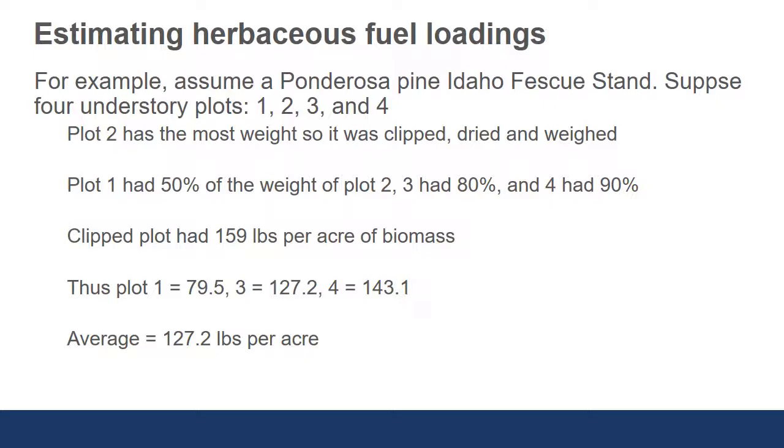For an example of this method, assume we are still working in a ponderosa pine Idaho fescue stand. We have collected 4 understory plots labeled 1 through 4. We estimated plot 2 to have the most biomass. The proportion of 1, 3, and 4 were estimated as 50%, 80%, and 90%. If the clipped plot had 159 pounds per acre, we can estimate the biomass of the other plots as 79.5, 127.2, and 143.1 pounds per acre. We can then average these together to get a site average of 127.2 pounds per acre.